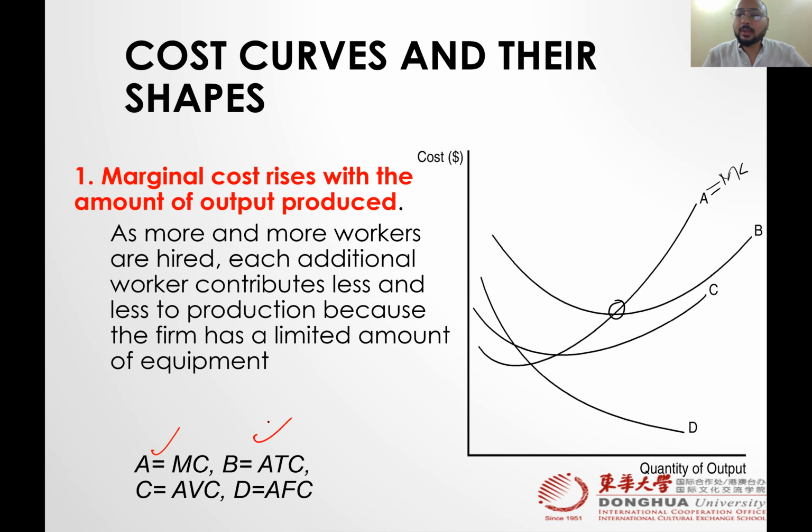So if you see, as more and more workers are hired, each additional worker contributes less and less to the production because the firm has a limited amount of equipment. What was the tagline? Marginal cost rises with increase in output. You see here, it is upward sloping. So the more you produce, the more will be our marginal cost.